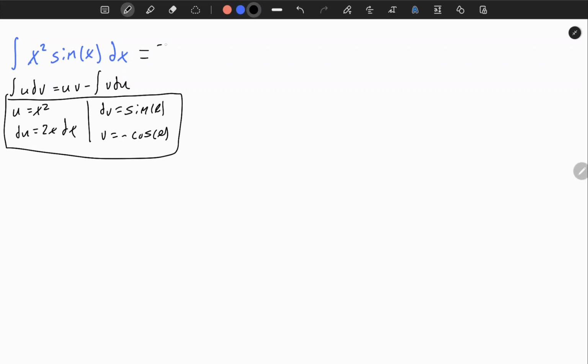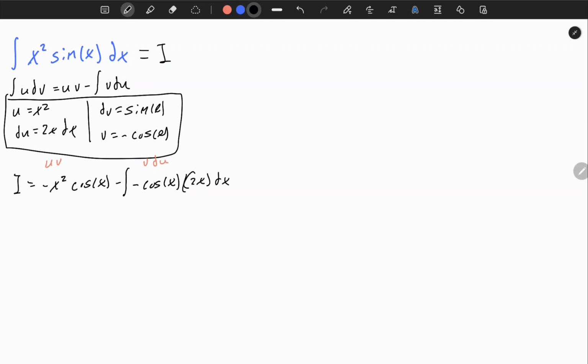So I'm going to set this equal to I, so I'm not having to rewrite this thing. So this will be I equals, and now I'm going to be plugging in our u and our v, which then will be negative x squared times our cosine of x minus our v du, which that would be a negative cosine x times 2x dx.